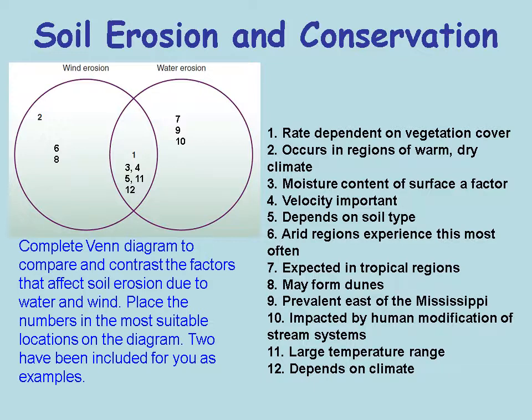And arid regions, number 6, arid regions experience this most often. And number 8, wind erosion can form sand dunes or dunes. They may be silt dunes, not just sand.